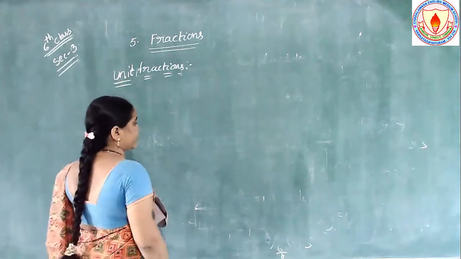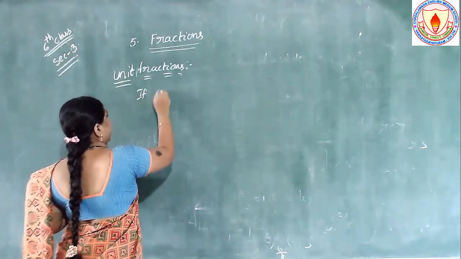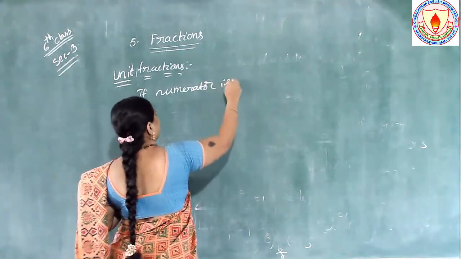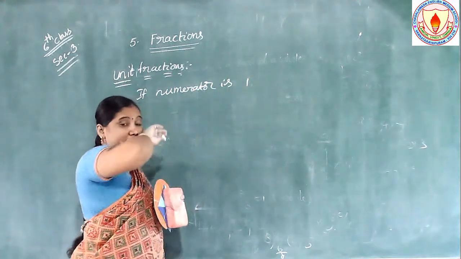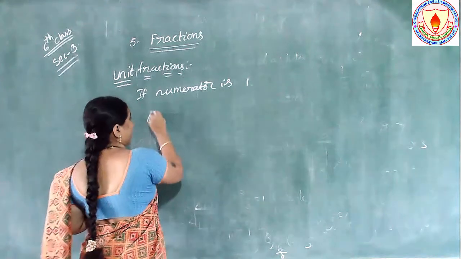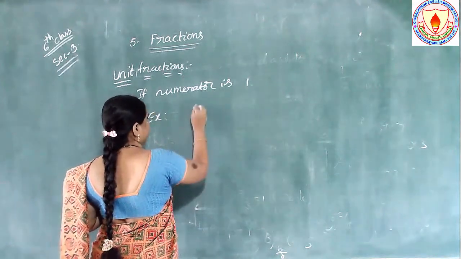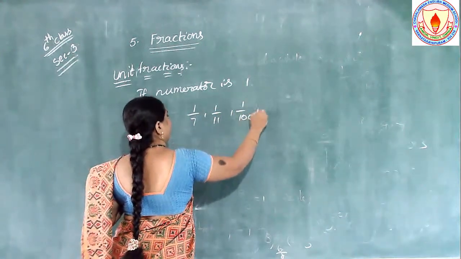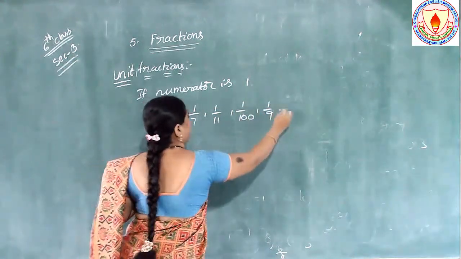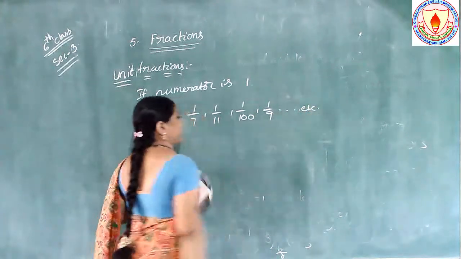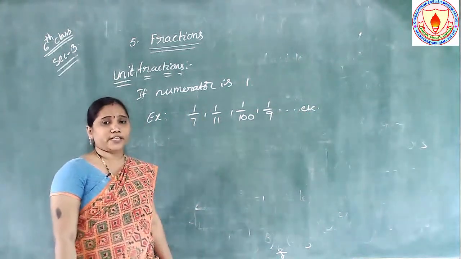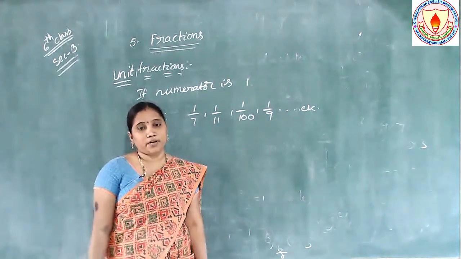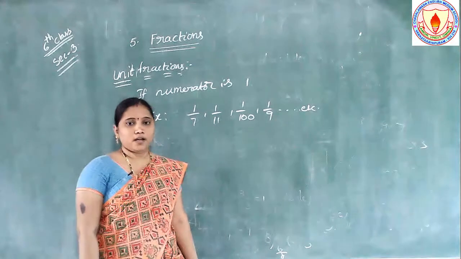The next one is unit fractions. What are unit fractions? If the numerator is 1, such fractions are called unit fractions. Suppose 1 by 7, 1 by 11, 1 by 100, 1 by 9. These are all called unit fractions. Unit fractions means the numerator is 1, so we call it a unit fraction.